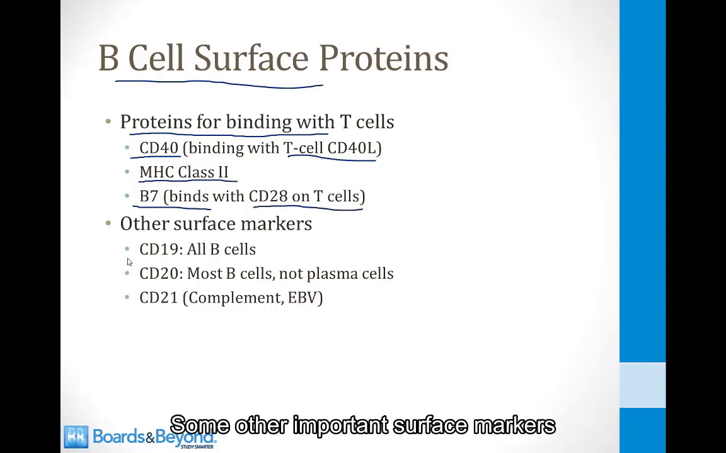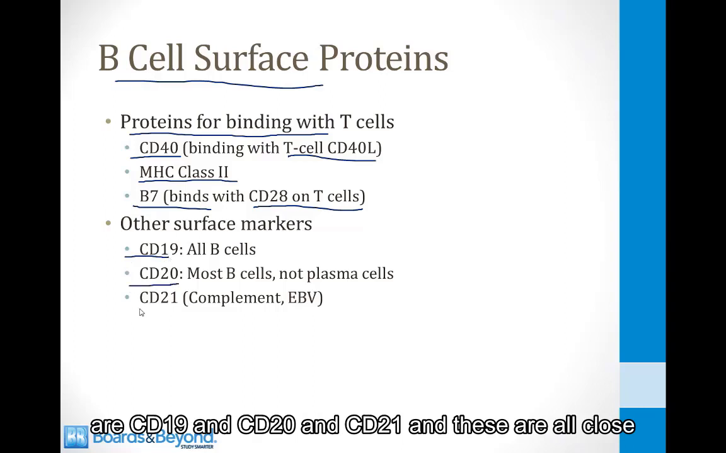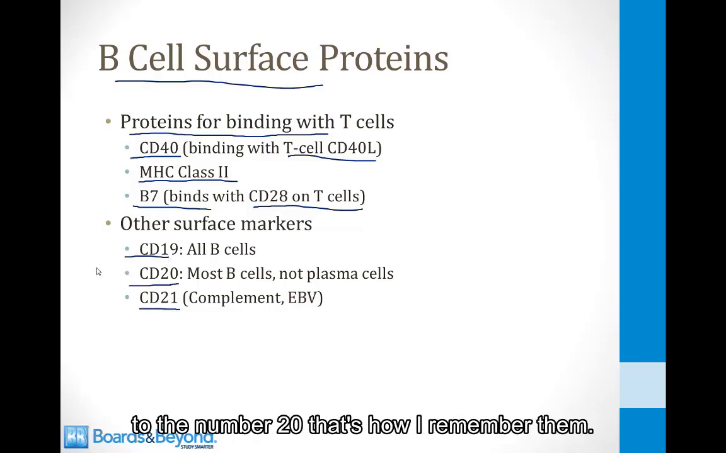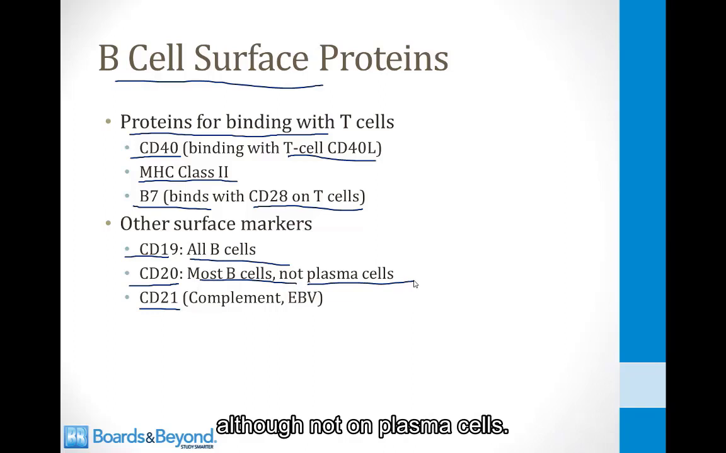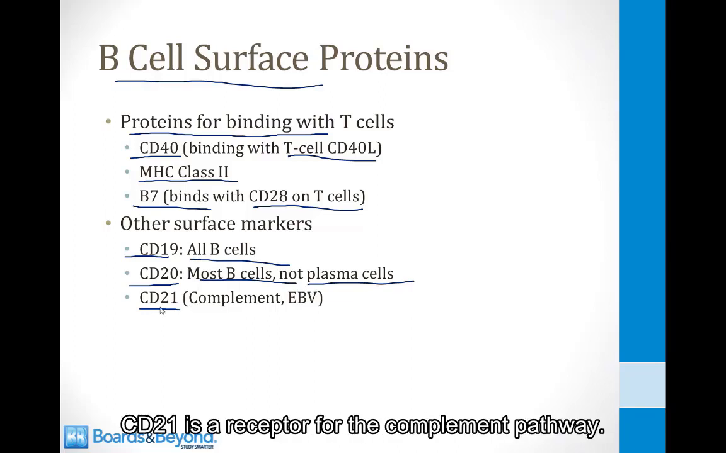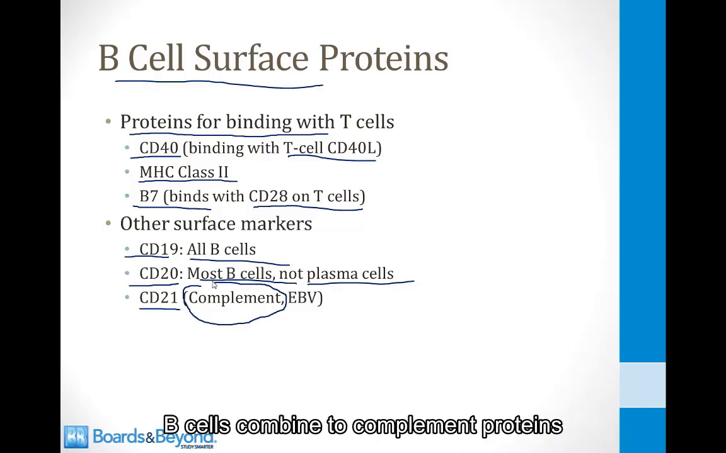Some other important surface markers are CD19 and CD20 and CD21, and these are all close to the number 20. That's how I remember them. You can find CD19 on all B cells. You can find CD20 on most B cells, although not on plasma cells. And then finally, CD21 is a receptor for the complement pathway. B cells can bind to complement proteins to bind more effectively to antigens.